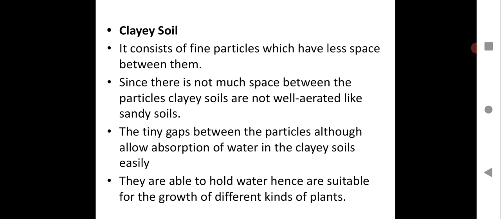So there are some tiny gaps between the particles, as you all know, always will be there, because soil is always porous, and it depends upon the type of the soil. The porosity will be different, and it will allow the absorption of water. So clay soil will allow absorption of water, and they are able to hold water because their particle size is very small, so they will not allow water to just pass through it. It has the ability to hold water, and they are suitable for the growth of different kinds of plants. That's why this type of clay soil is used for the growth of different kinds of plants, children.